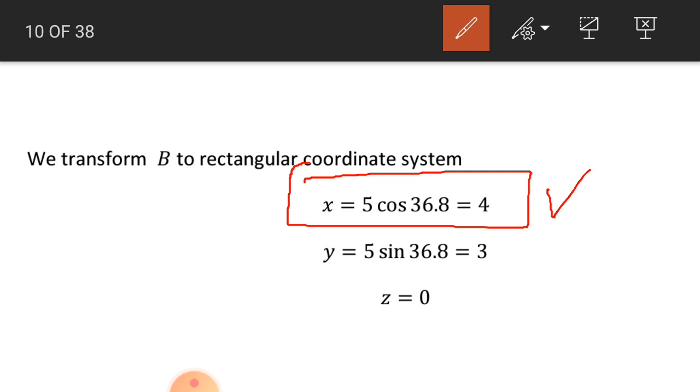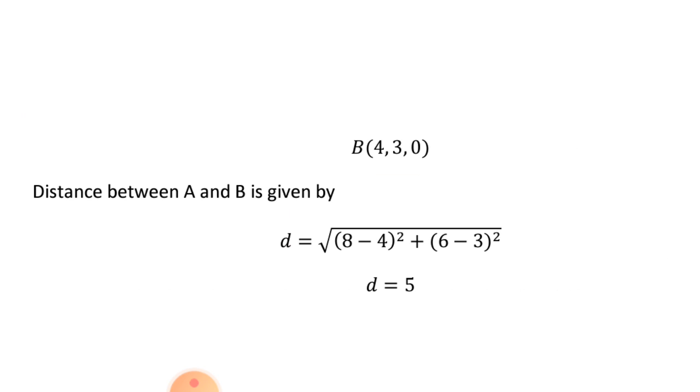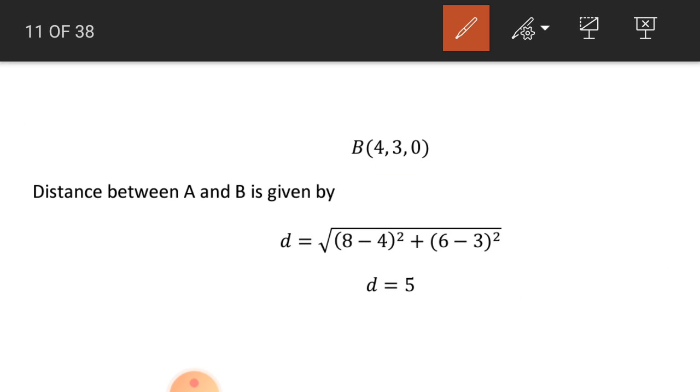So x turns out to be 4. We know that y is equal to rho sin phi. So we put the values on the right hand side over here, and y comes out to be 3. The z coordinate of this point is already known, which is 0. So we don't need to calculate z. So point B in the rectangular coordinate system will be equal to 4, 3, 0. Right? Now we have got two points.